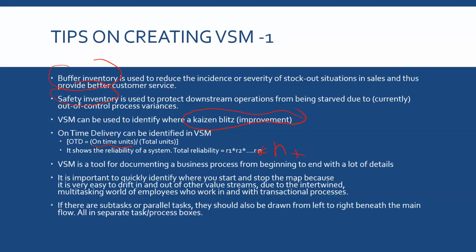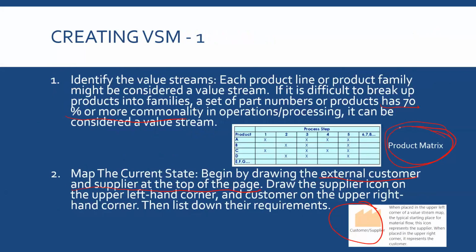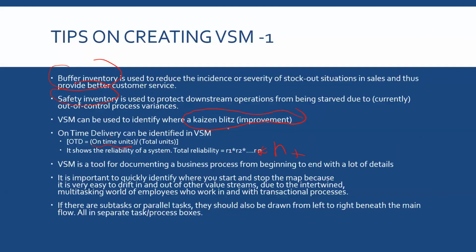Sometimes it's very difficult to identify that, and this is what we use the process map for. If you remember the production matrix, the production matrix is one way to identify the streams.